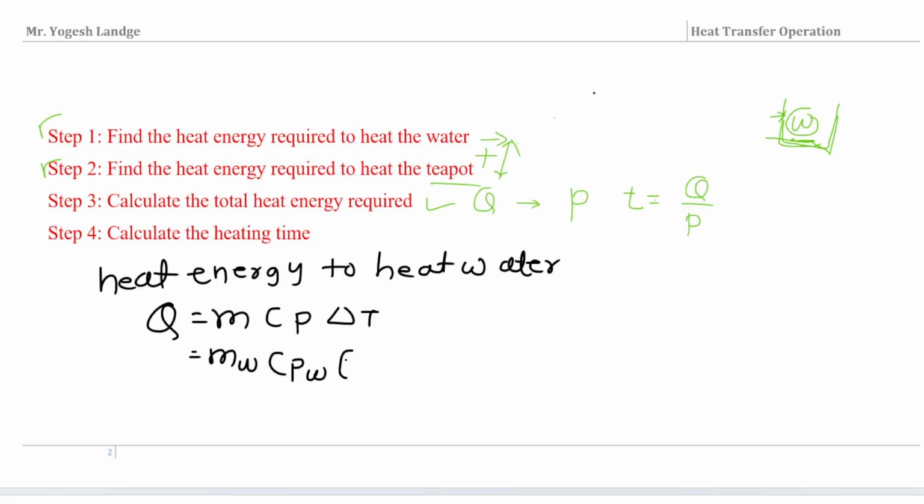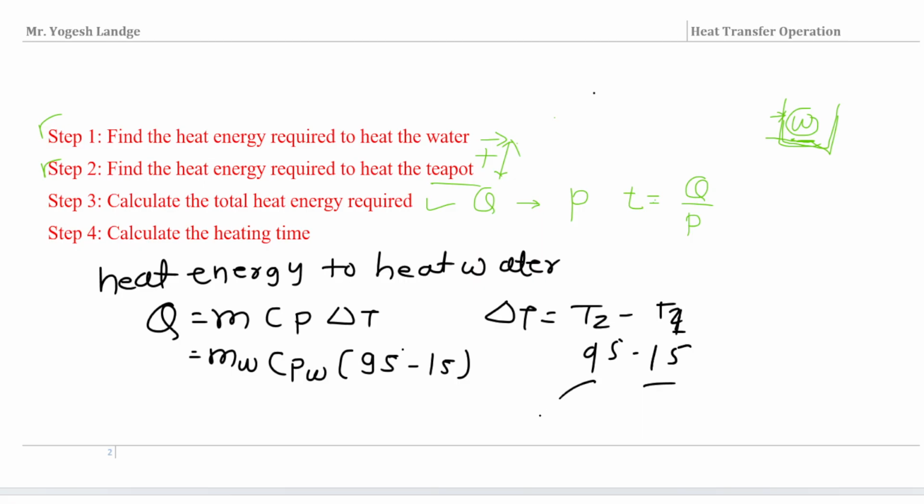So what is the temperature difference? It reaches up to 95 degrees, and the initial temperature is 15 degrees. So delta T is T2 minus T1. T2 is 95 and T1 is 15, the final and initial temperatures. So let's put in the values.